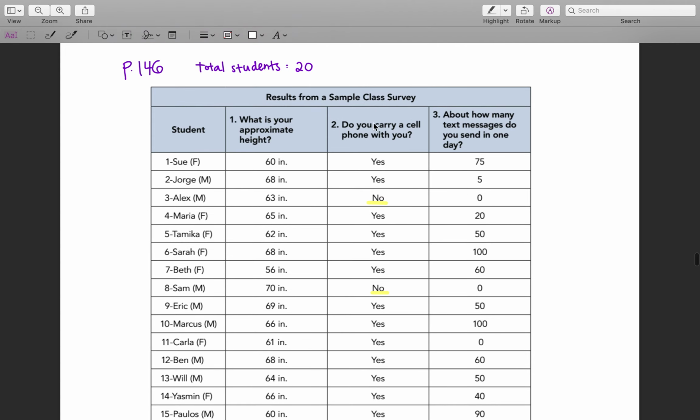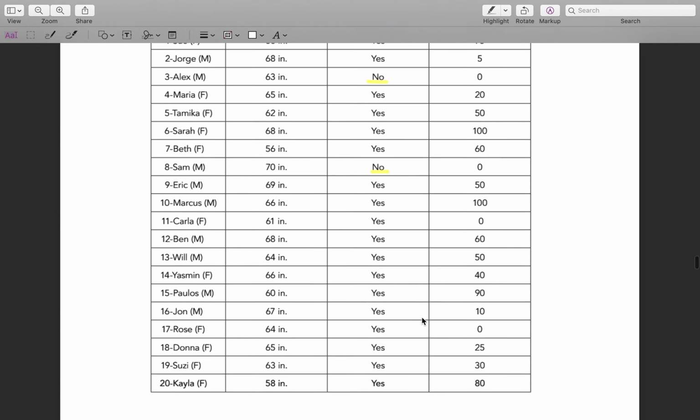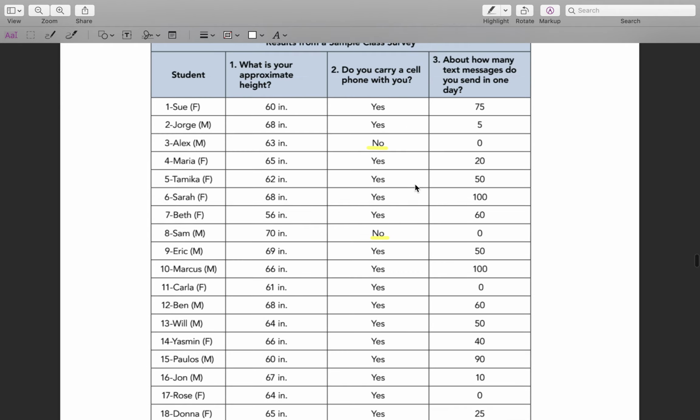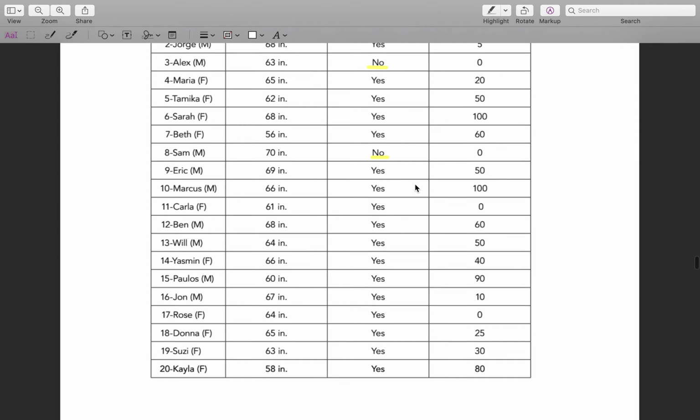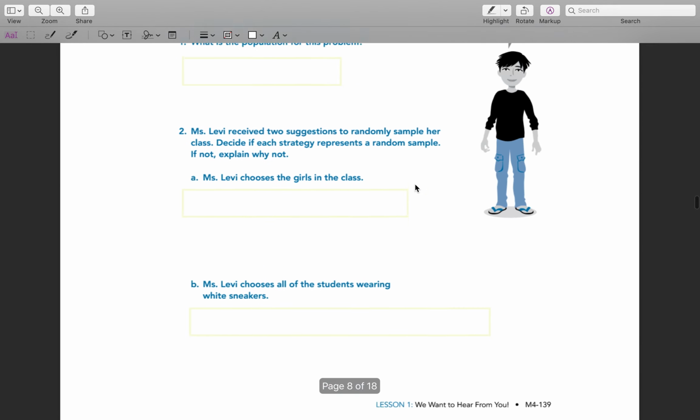So do you carry a cell phone with you? So notice how out of 20 students total, there are 2 no's. That means 2 students don't have cell phones with them, but all the others do. So let's go back up to page 137.